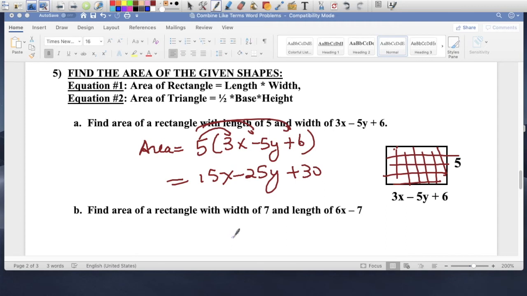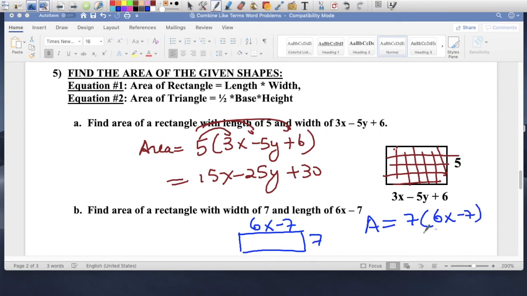Area of a rectangle, again. The width is 7, and the length is 6x minus 7, so it doesn't matter. To find the area again, it's just one side times the other. You're going to get 42x minus 49.